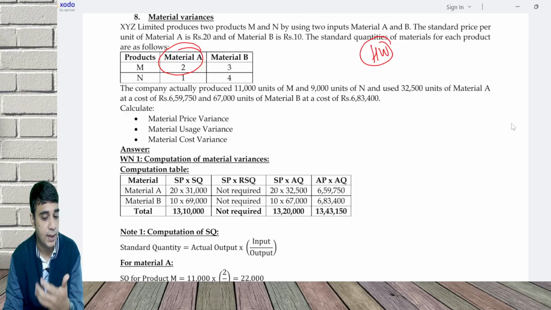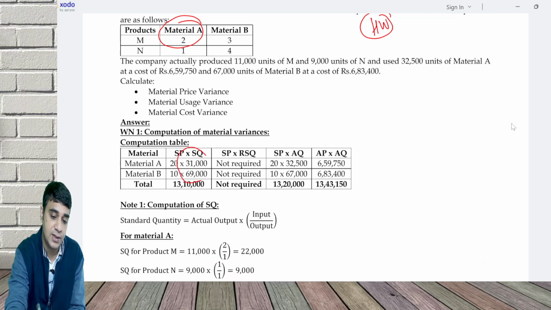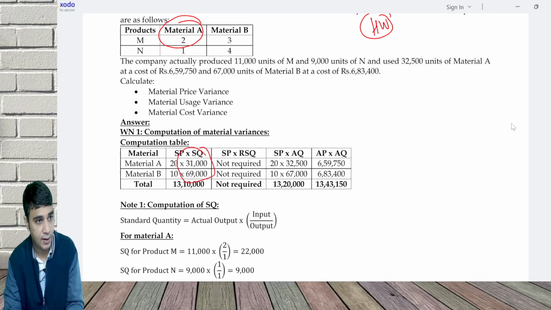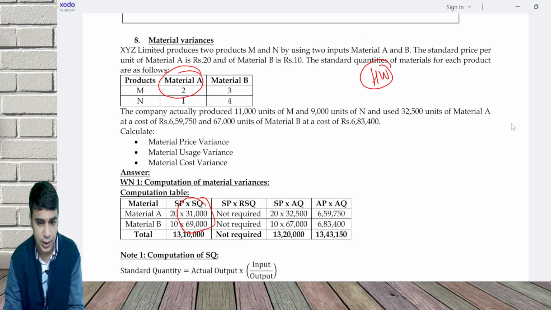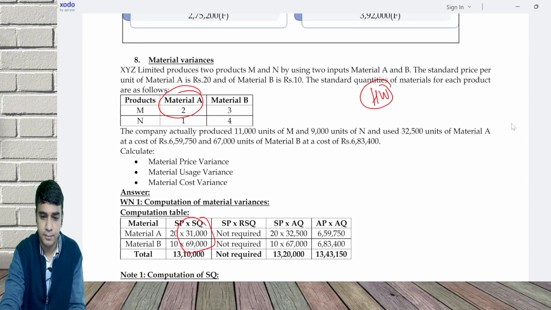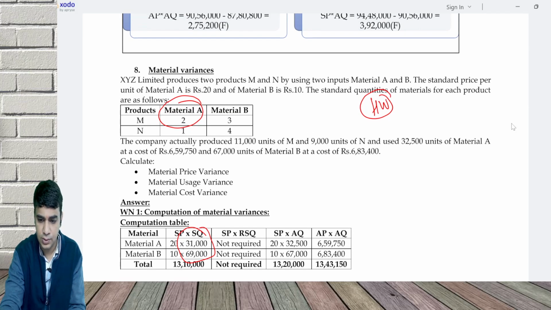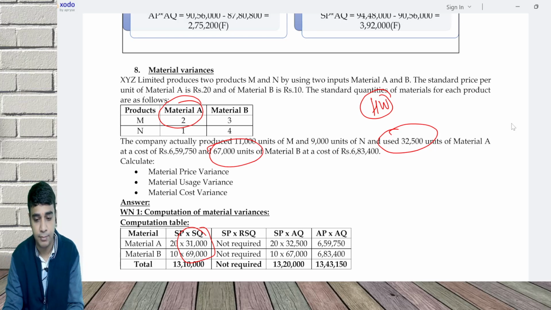RSQ is not needed in case you want to calculate split in this ratio. 31 is to 69 is the ratio we'll have to apply in case you want to do RSQ computation. AQ is directly given in the question. AQ number is 32,500 and 67,000. That is a directly available number. AP is not given. I'm not calculating, I'll directly write the number. Any doubts on this?